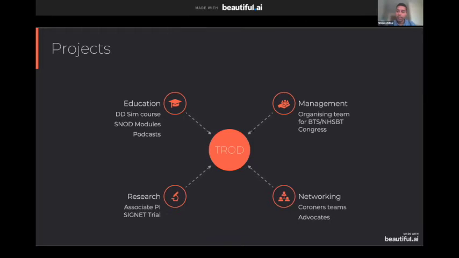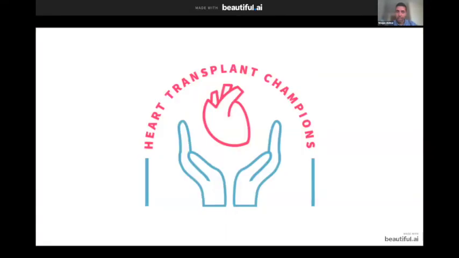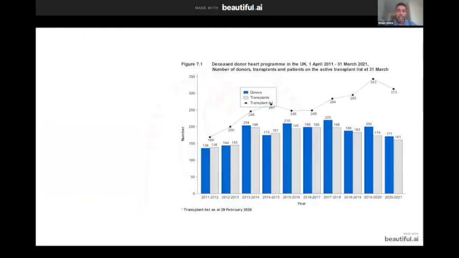Others have been involved in management aspects, such as being an organizing team for the National Congress, and others have been involved predominantly in networking, so developing relationships with local coroners and acting as advocates amongst the trainee group. I'm just going to talk briefly about my project, which I've been working on, which is the Heart Transplant Champions.